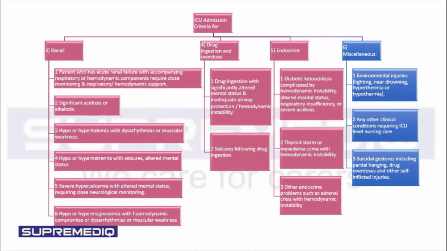6. Miscellaneous. 1. Environmental injuries, lightning, near drowning, hypothermia or hyperthermia. 2. Any other clinical conditions requiring ICU-level nursing care. 3. Suicidal gestures including partial hanging, drug overdoses and other self-inflicted injuries.